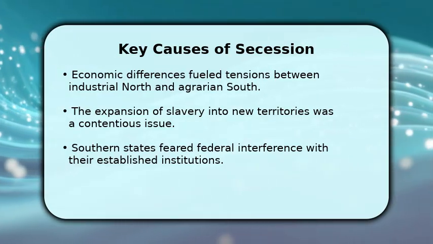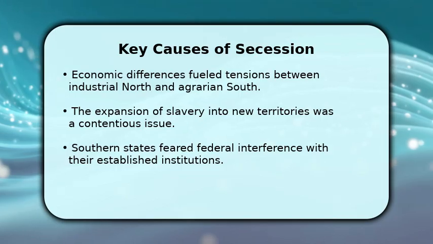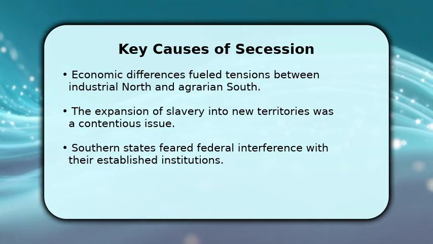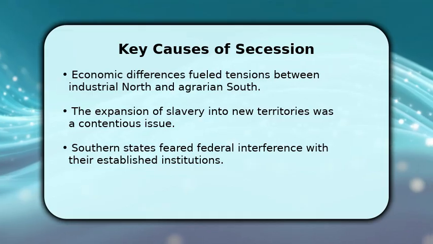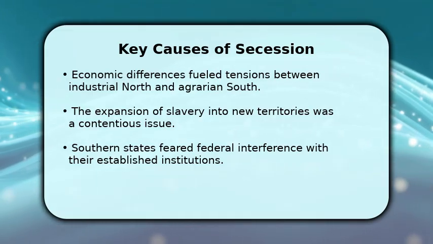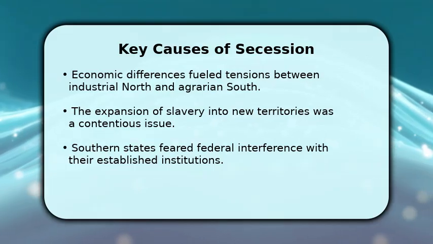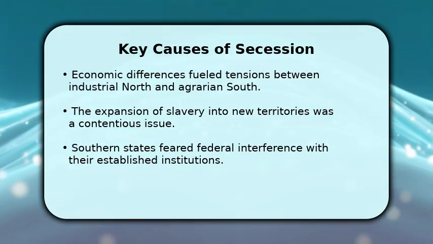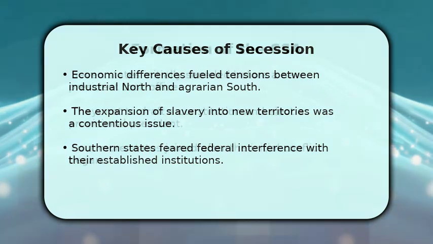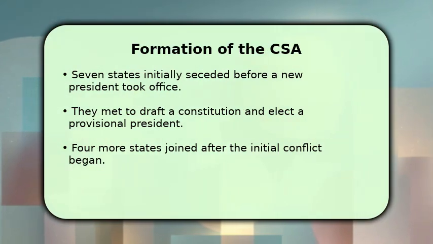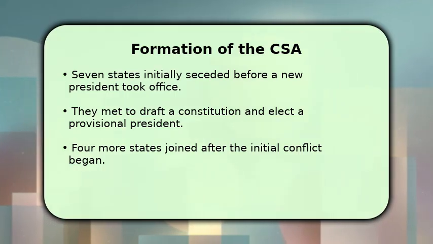A major point of contention was the question of whether slavery should be allowed to expand into new Western territories. Southern states viewed any attempt to restrict slavery as an infringement on their economic prosperity and sovereign rights, leading to increased calls for independence.